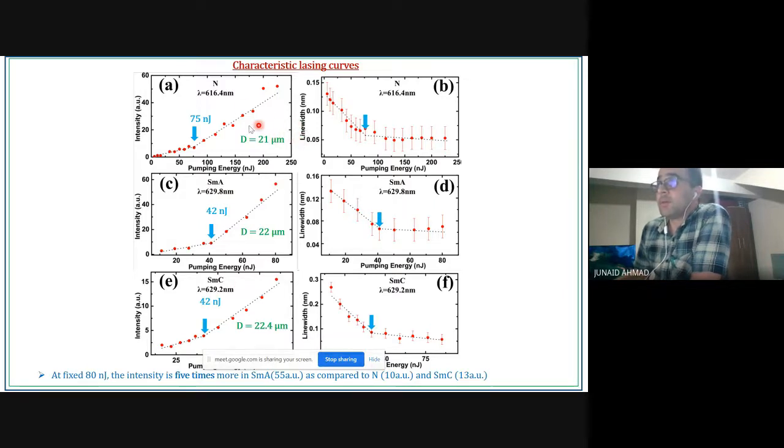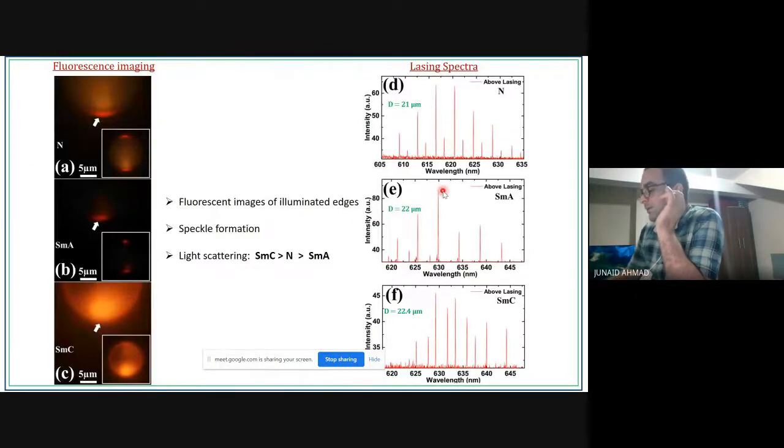And at the same time, the line width corresponding to 616.4 nanometer decreases as a function of pumping energy, changes slope right at this pumping energy, and then remains almost constant. So what actually is happening optically is that the dye molecules are spontaneously emitting in this regime. At this point, the spontaneous emission is overpowered by stimulated emission, and the optical losses are lesser as compared to the spontaneous emission, and thus we get lasing peaks in the form of very sharp peaks, as you could see in the previous diagram.